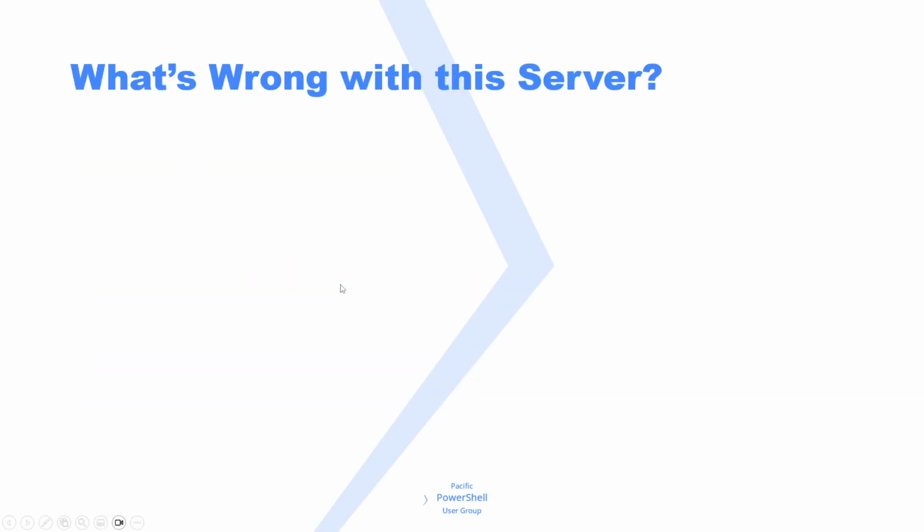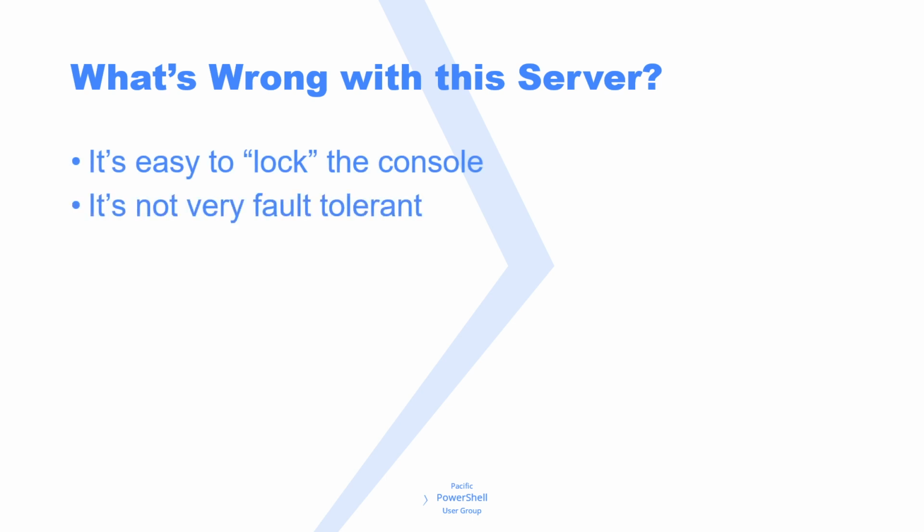So let's cover what's wrong with it. What exactly is wrong with that server? It's easy to lock the console. That also means it's not very fault tolerant. If, for instance, it stopped receiving results or an exception broke out of the loop, then goodbye, right? That's not ideal. It also would have problems, as someone had mentioned, when I try to exit the process because of that console locking.